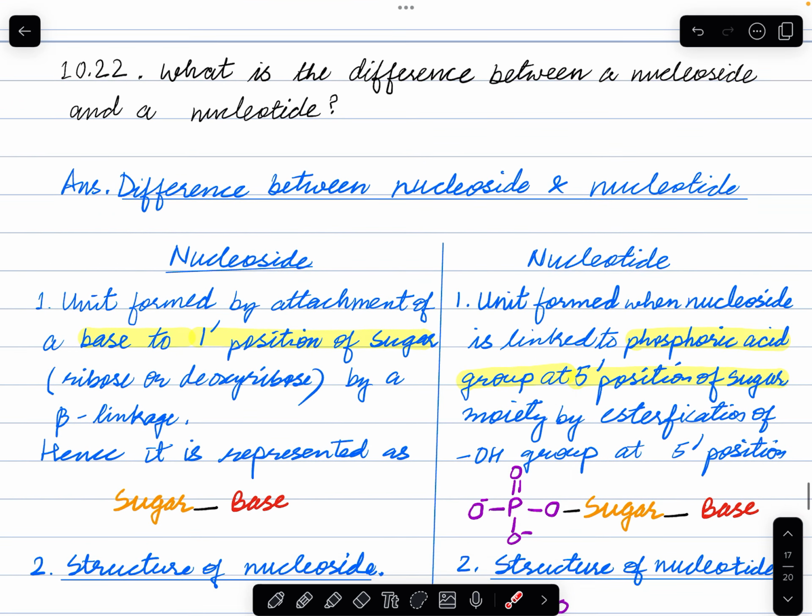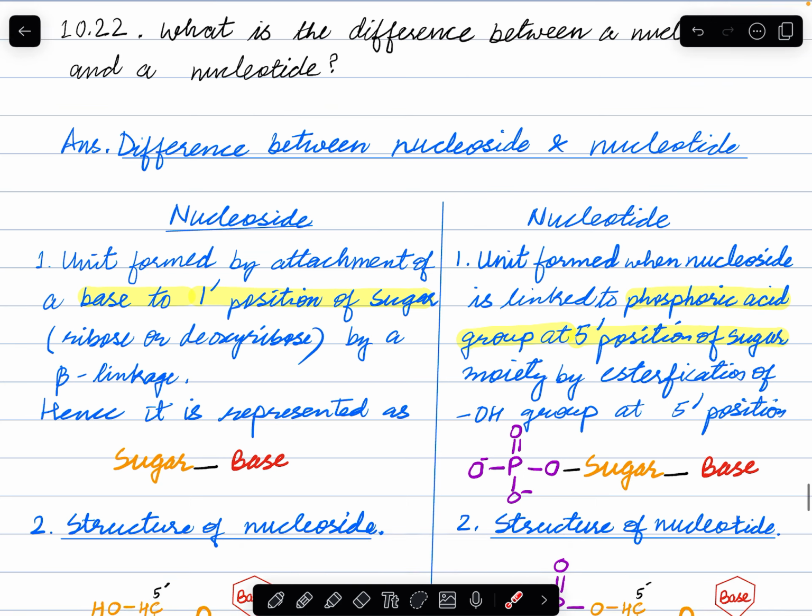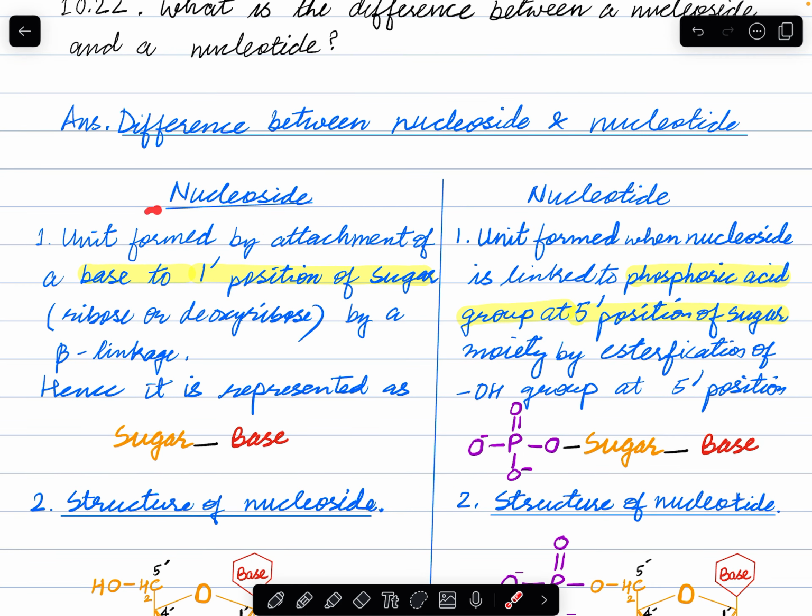Second question, what is the difference between a nucleoside and nucleotide? We have discussed that nucleic acid is a polynucleotide. Okay. So, nucleoside, a unit formed by attachment of a base to 1' position of a sugar. Sugar may be ribose or deoxyribose by beta linkage. So, a nucleoside is basically consisting of a sugar molecule and a nitrogenous base, and they are joined to the first 1' position of the sugar.